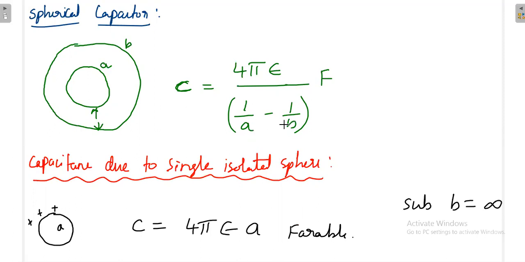Suppose A is equal to B, what happens? You have two conductors. Now if A is equal to B, what happens? Just imagine what will come. Either infinity or zero. What is the answer? Why is it coming like that? In which case does it become like this? What happens if both the conductors merge together?